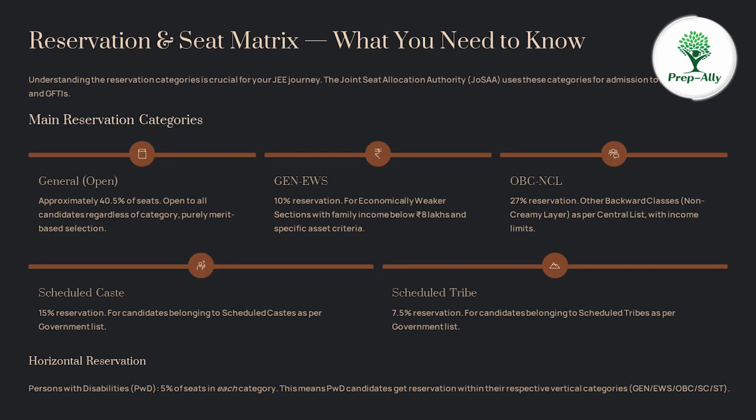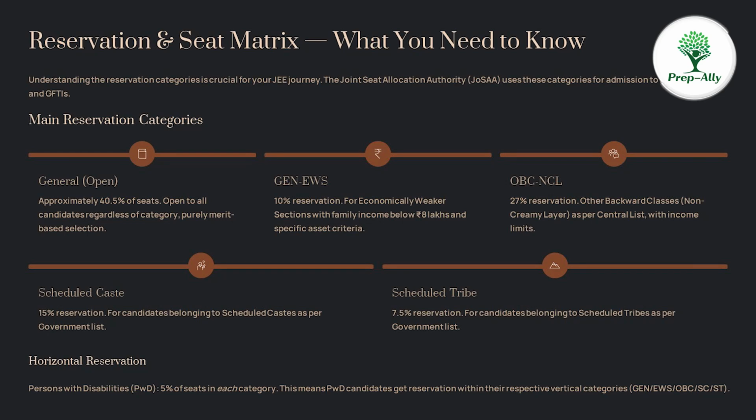So the economic weaker section, the general economic weaker section, that is 10% of the reservation. So if you add these two, it will be together around 50.5%. So general open category is 40.5% of the seats. The economic weaker section is 10%. The OBC NCL is 27%, SC 15%, and ST 7.5%.